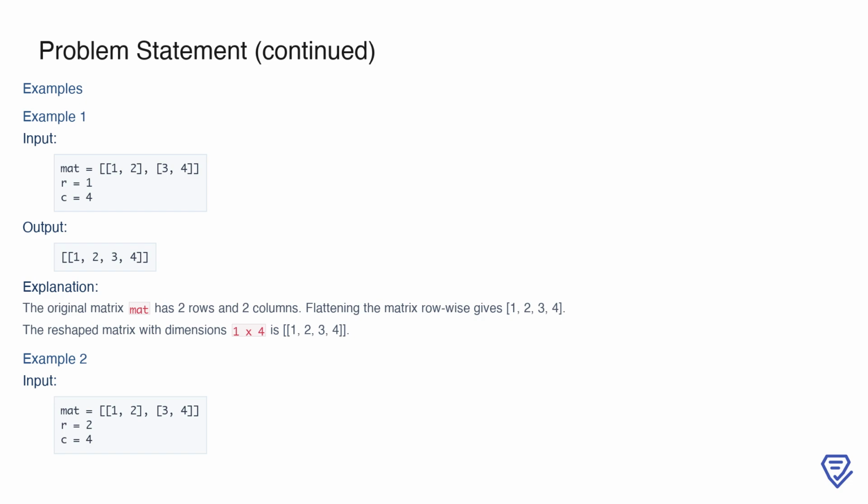Now consider another case with the same input matrix [[1, 2], [3, 4]], but this time R equals 2 and C equals 4. In this scenario, reshaping is not possible because the total number of elements in the original matrix is 4, which does not match the required number of elements for a 2x4 matrix, which would be 8. As a result, the output in this case is simply the original matrix [[1, 2], [3, 4]].